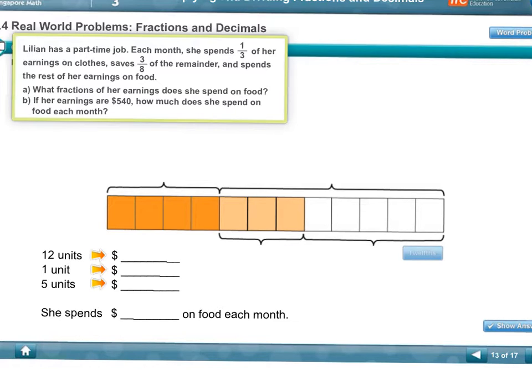So I have a picture here, and this dark orange part is 1/3 of her earnings, and then this represents 2/3. And then that 2/3 is divided up into 8 sections, and 3/8 is used for savings, and 5/8 then is used on food.